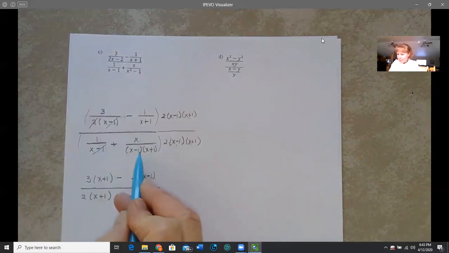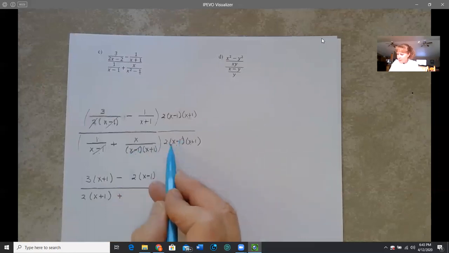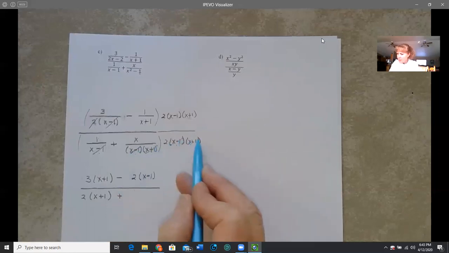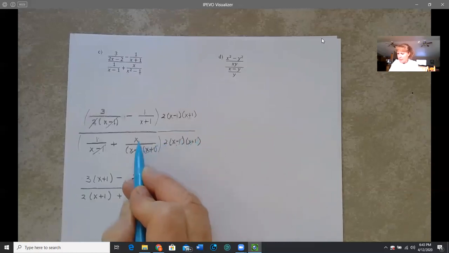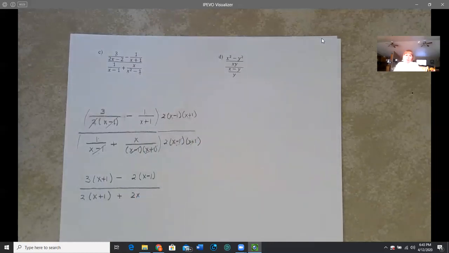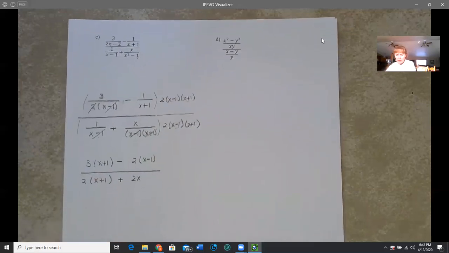Here, when I multiply this fraction times this, the x minus 1's cancel, the x plus 1's cancel. I'm left with just a 2 times the x. Okay, we've simplified it pretty well. We're on to section 7.1 now. We're going to reduce this.